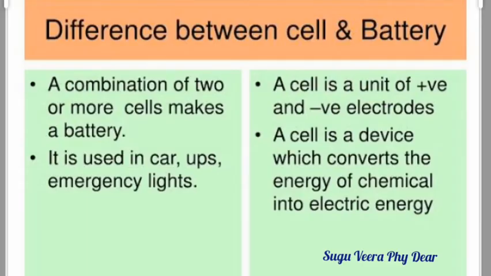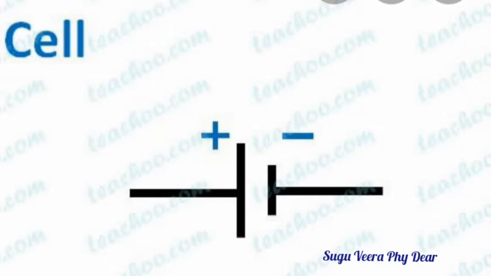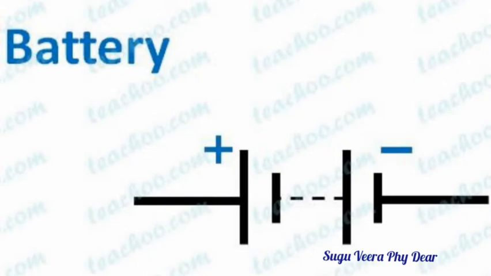Difference between cell and battery. A combination of two or more cells makes a battery. First point, cell: a cell is a unit of positive and negative electrodes. Second point, battery: it is used in car, UPS, emergency lights. Second point, cell: a cell is a device which converts chemical energy into electric energy. This is the symbol of cell, one positive and another one negative. Battery has more than two cells, so positive and negative.